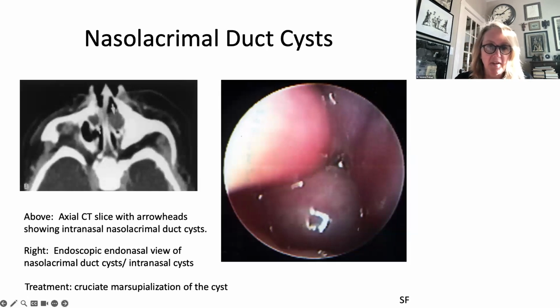Here are more examples. There's an axial CT slice on the left with a little arrowhead showing an intranasal nasolacrimal duct cyst, and we get an endoscopic view of this patient on the right.